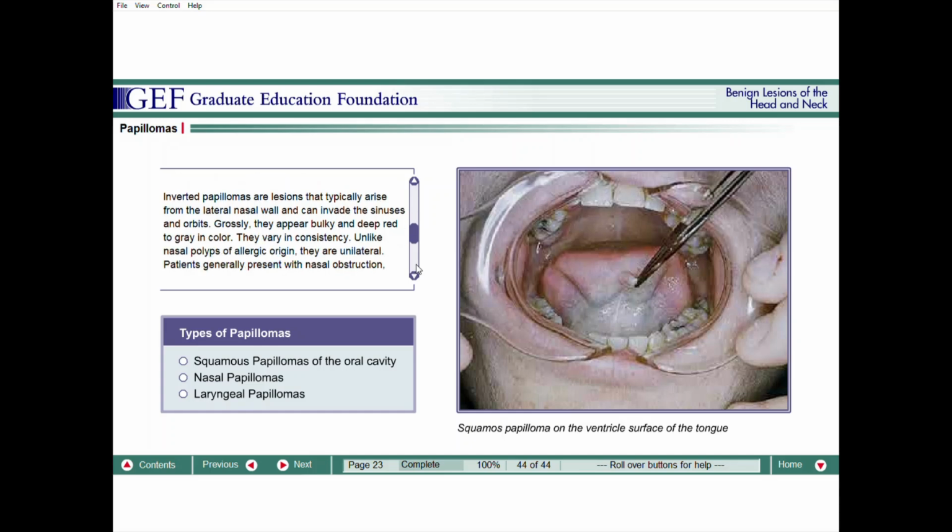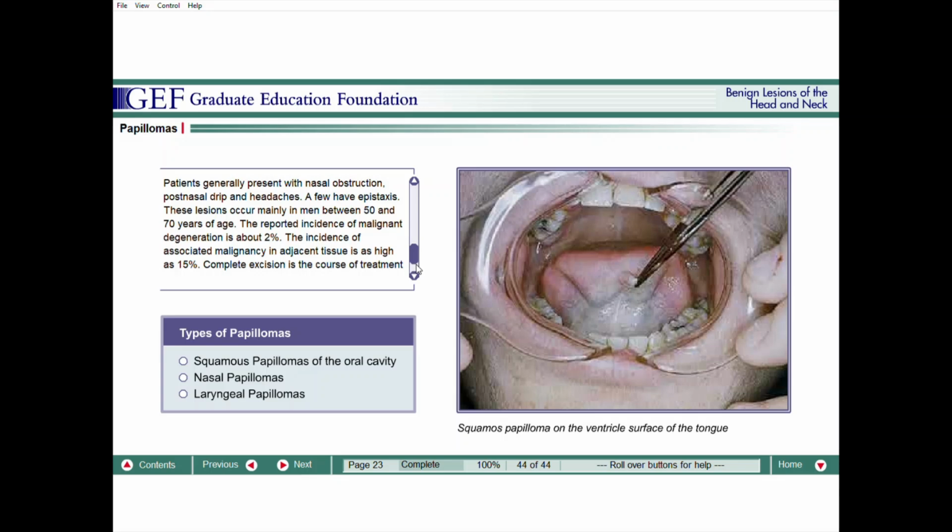Inverted papillomas are lesions that typically arise from the lateral nasal wall and can invade the sinuses and orbits. Grossly, they appear bulky and deep red to gray in color. They vary in consistency. Unlike nasal polyps of allergic origin, they are unilateral. Patients generally present with nasal obstruction, postnasal drip, and headaches. A few have epistaxis. These lesions occur mainly in men between 50 and 70 years of age.